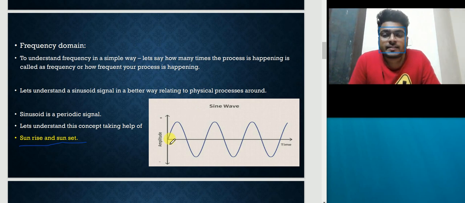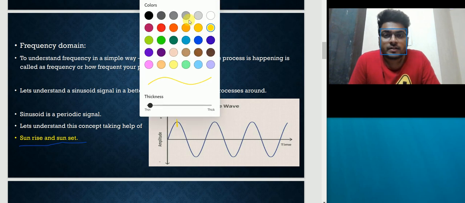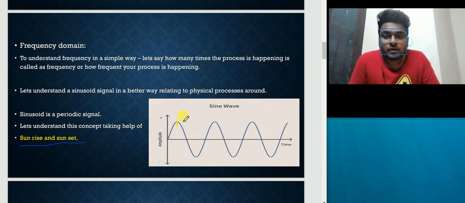Let's take this as sunrise, and this as sunset. Let's take this as afternoon. This portion, I'll take another color. That peak portion, let's take this as afternoon, and then this is night. Okay, this is another portion. Okay, now let's take this as one day.